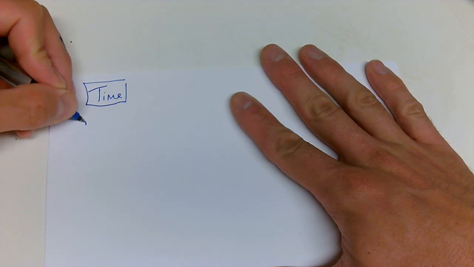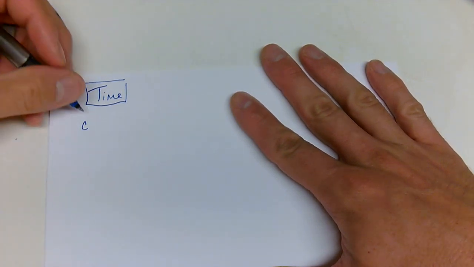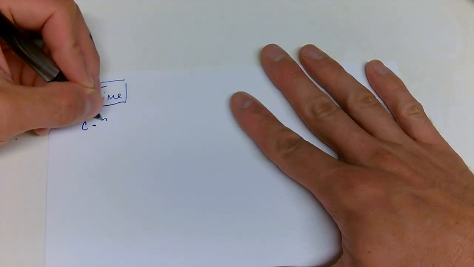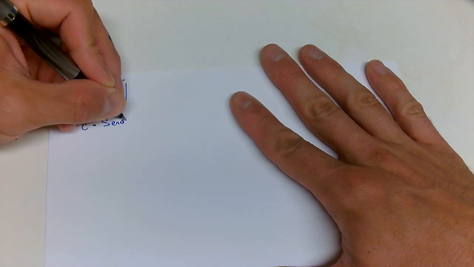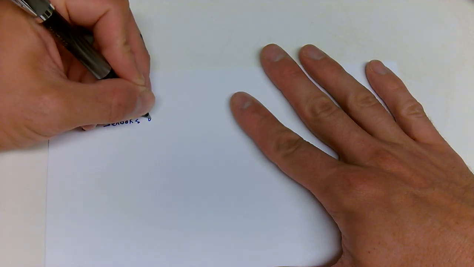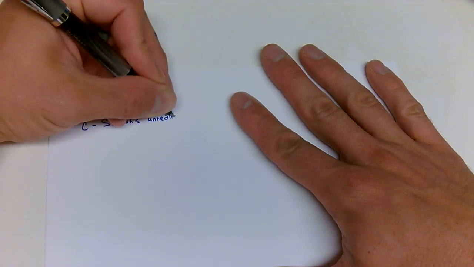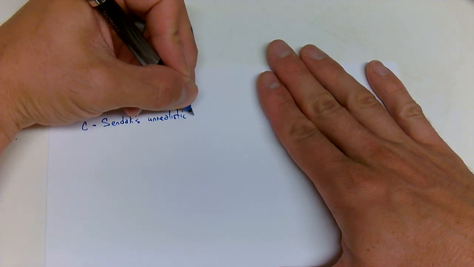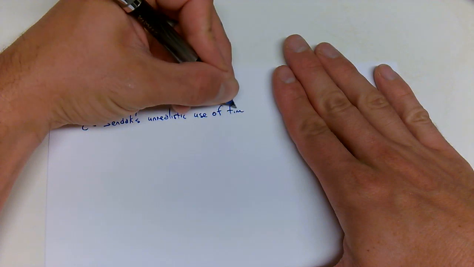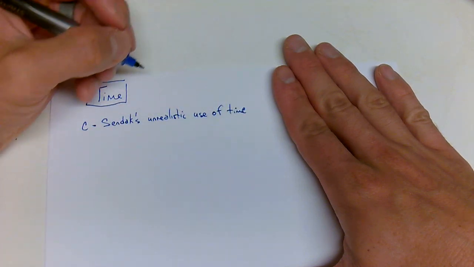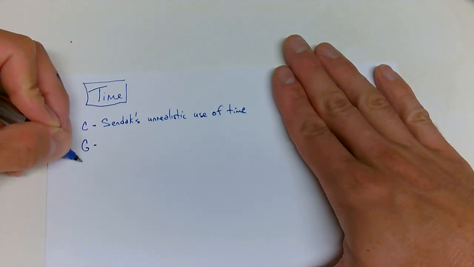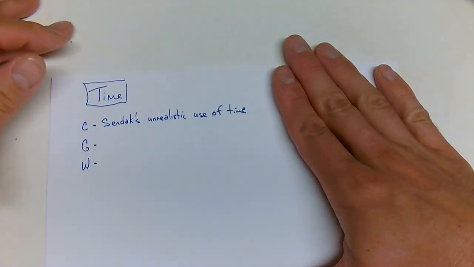Okay. So what is the claim? And I'm not going to write a complete sentence because this is kind of like a brainstorm. So I'm going to use the author's name, Sendak. You guys would use Seuss. And I'm going to say Sendak's unrealistic use of time. And then I'm going to leave a space for the grounds. And then I'm going to go to the warrant.